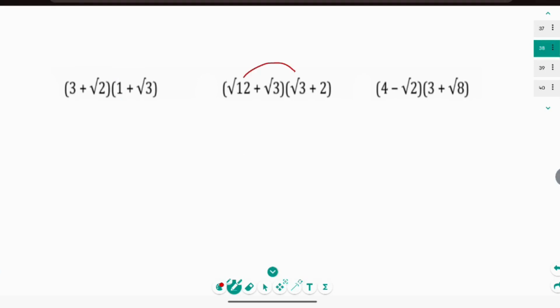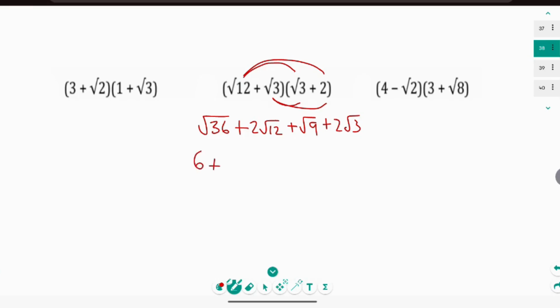Middle question. Root 12 times root 3, root 36. Root 12 times 2, 2 root 12. Root 3 times root 3, root 9. Root 3 times 2, 2 root 3. Let's simplify. Root 36 is 6. Right, root 12 you can simplify. Root 4 times 3. We'll come back to that in a minute. Root 9 is 3. 2 root 3 you cannot simplify.